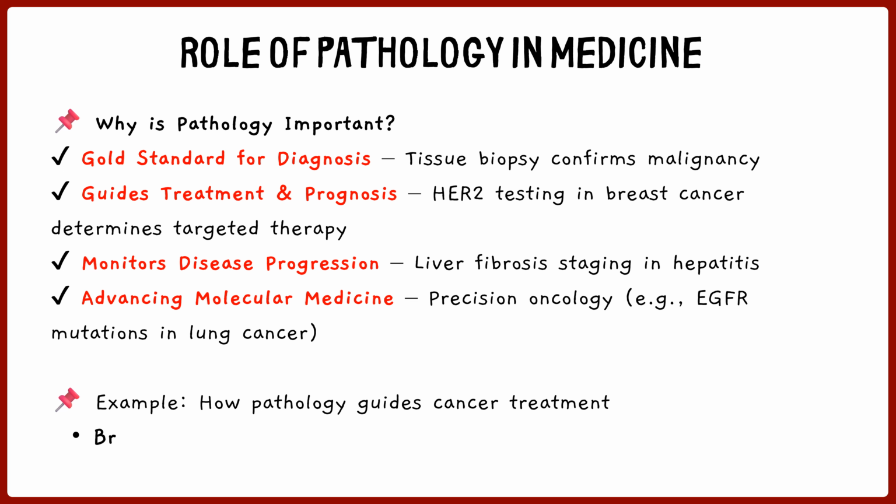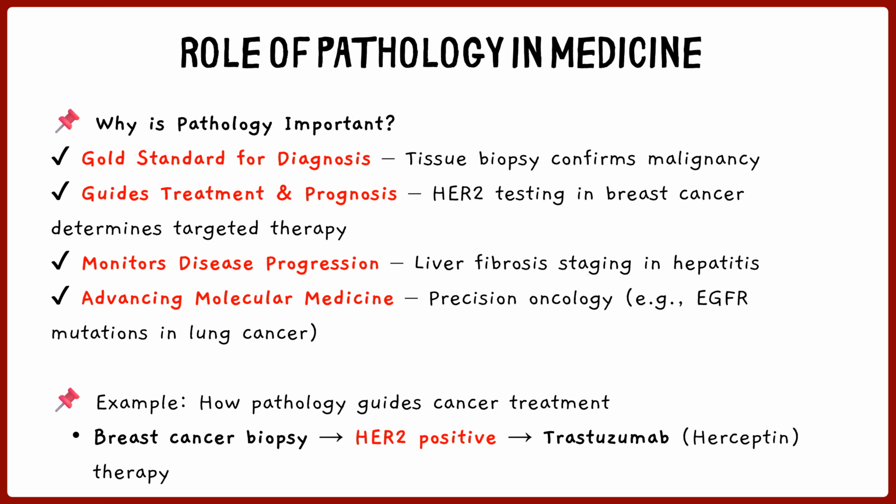So, for example, how pathology guides a cancer treatment. Let's say a patient is diagnosed with breast cancer and a biopsy is taken and is tested for HER2 expression. If the tumor is HER2 positive, the patient is going to be a candidate for the drug that we said, which is trastuzumab. This specifically is going to be targeting these HER2 receptors and it's going to be improving the outcomes. Without pathology, this level of precision in treatment would not be possible. And so that's why from diagnosis to treatment decisions to disease monitoring, pathology is at the heart of modern medicine. And that's why it can ensure that the patients will receive the most accurate and effective care possible.